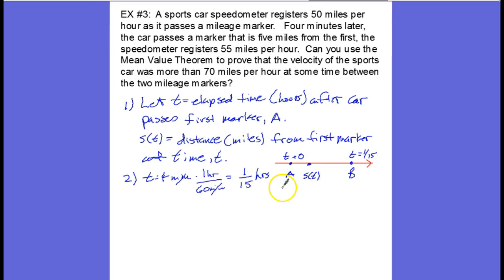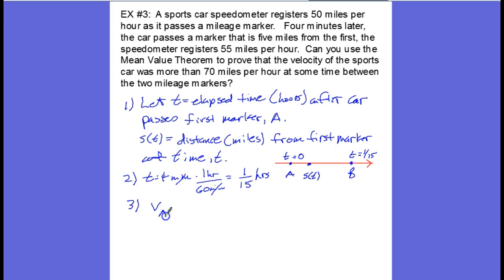All right, so here is a quick sketch of what's going on, at least in terms of understanding this problem. We've got 2 mile markers, A and B. Our initial time t equals 0, the elapsed time 1/15 of an hour. S of t is the function that gives our position as a function of time between these 2 points. This is the distance from A as a function of time t.